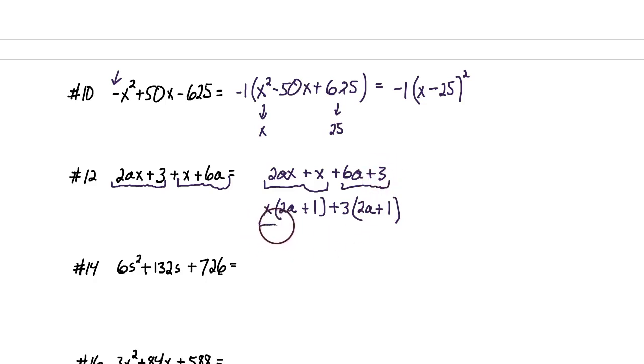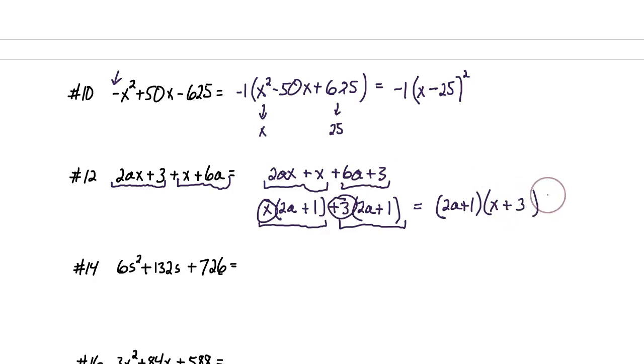Now we were able to create 2 terms that have a 2a plus 1 in common. So our greatest common factor is 2a plus 1, and then in another set of parentheses, put the x and put the plus 3. It seemed like grouping didn't work, but if we rearranged the terms, we found out that it does work.